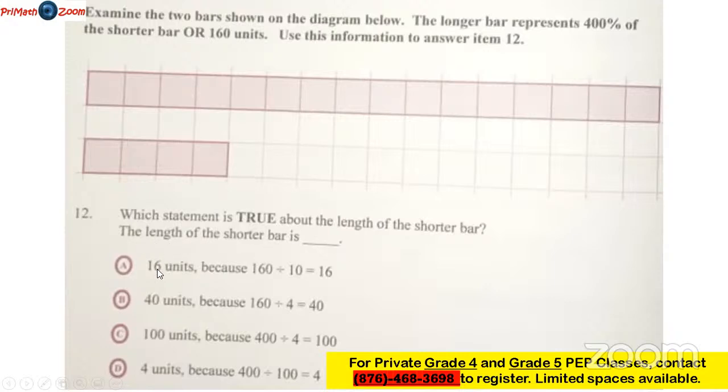Is it 16 units? Because 100 divided by 10 equals 16. Is it 40 units? Because 160 divided by 4 equals 40. Is it 100 units? Because 400 divided by 4 is 100. Or is it 4 units? Because 400 divided by 100 is 4. So based on what we have here, if we divide the longer bar into equal parts of the smaller bar, we'll get 4 equal parts. And so if we divide 160 by 4, we'll get 40. So the length of the shorter bar is 40 units.